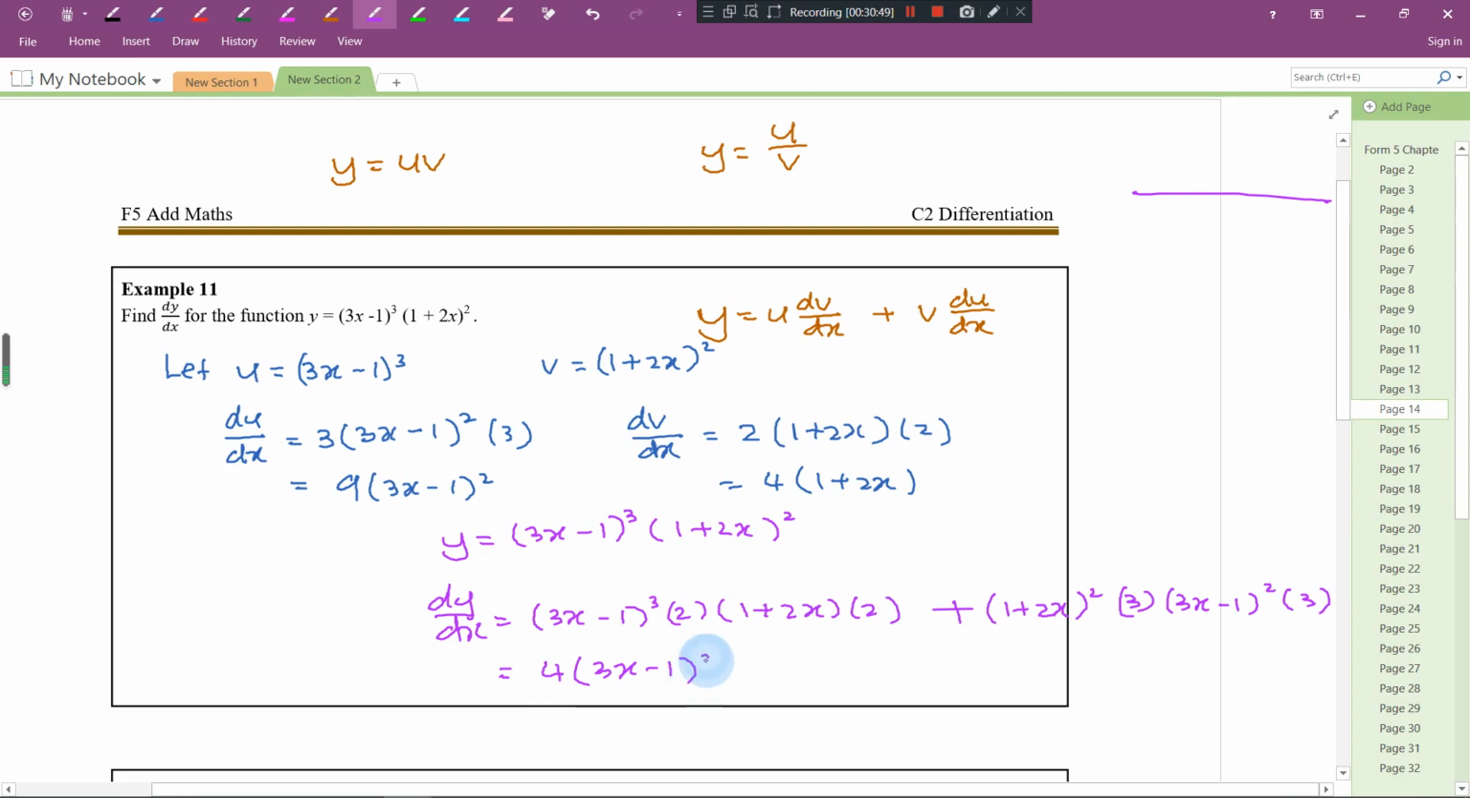So here you will get 4 (3x minus 1) raised to the power of 3 and (1 plus 2x). Okay, let me double check. 2 times 2 you will get 4, (3x minus 1) raised to the power of 3, (1 plus 2x). So how about here? 3 you will get 9. Then we have (3x minus 1) raised to the power of 2 and (1 plus 2x) raised to the power of 2. Oh, sorry, this is not correct. The parentheses should be here.